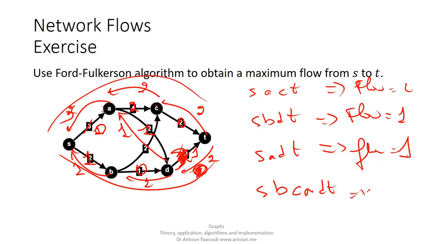SBCADT. The flow is equal to 1. So if I'm doing that, I have send 1, I will decrease it. SB, so now I have 2 here. Here I have send 2, so I have send 1, and then it's 1 here. Here I have 2, so I have send 3. So I have 1, I will decrease on the ongoing and increment on the going back.